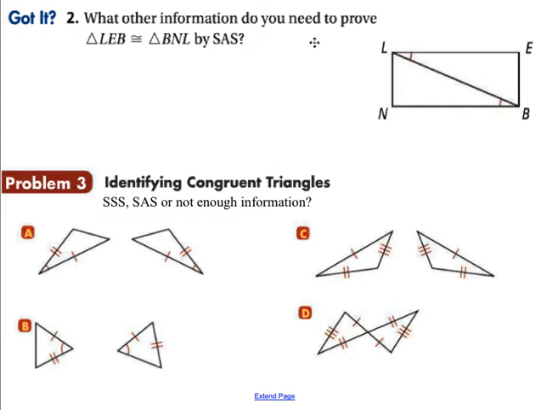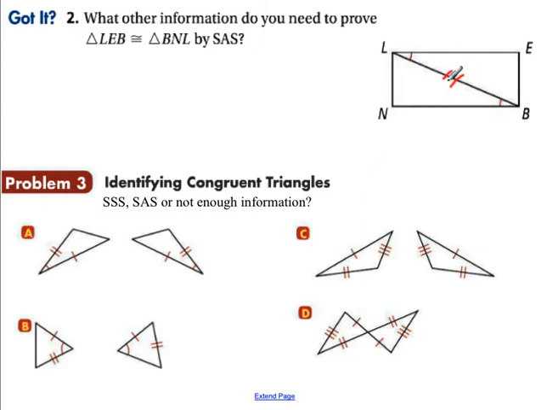Here's another one. What other information do you need to prove that triangle LEB is congruent to triangle BNL by side angle side? Well, here we are given a single angle that's equal. Okay, we can prove that LB is congruent to itself. Okay, that's easy enough to show as well, right here. LB is congruent to itself. So what piece of information would we need?